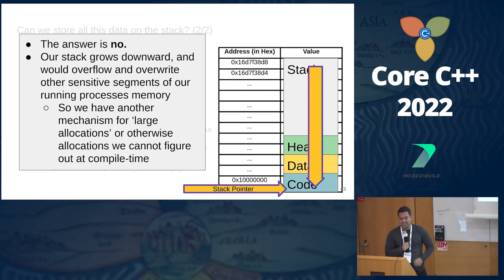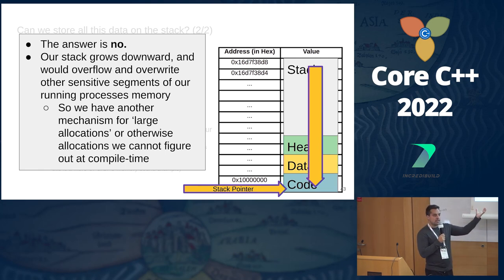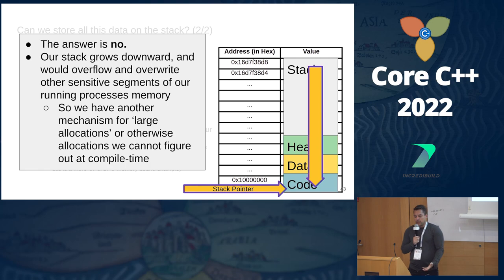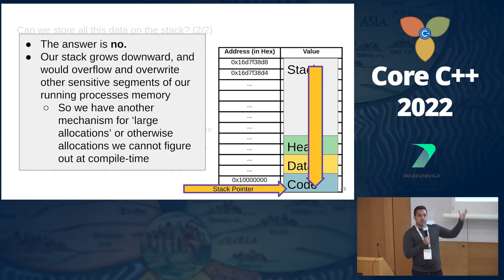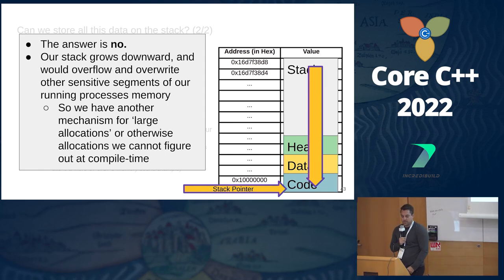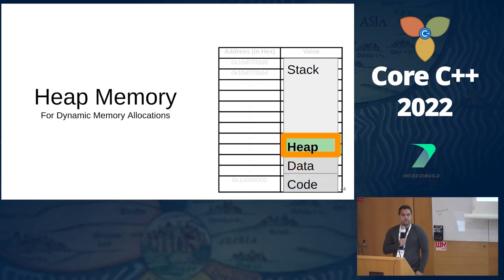Our favorite website. So we have to have some other mechanism here for large allocations at the very least, right? So if I've got a lot of data, I need to store it somewhere. And I should say, yes, there are ways to resize your stack. I've worked in certain environments where there is no real distinction here, but in the general case, we need somewhere else where we can store our information. And that's the heap, okay?